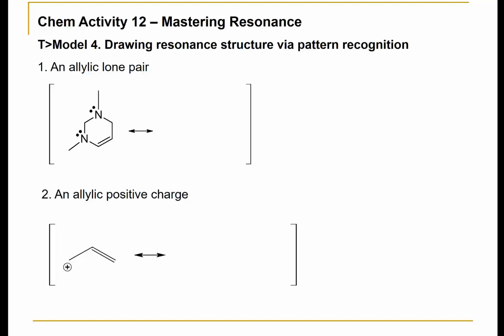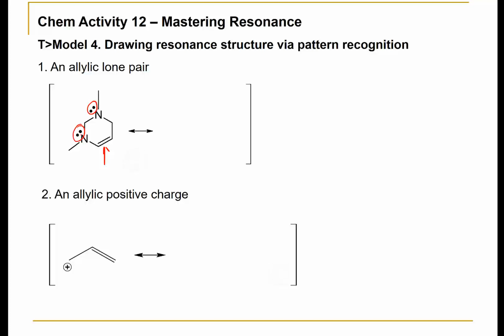So in our first example, we're looking at an allylic lone pair. Allylic refers to the situation where you have a pi bond, and so I'm going to point to the pi bond right here. There is next to this pi bond a lone pair of electrons on an adjacent atom. So the lone pair that I'm thinking about is the one right there. So that's an example of an allylic lone pair. Notice we also have a lone pair up here, but that lone pair is nowhere near a pi bond.